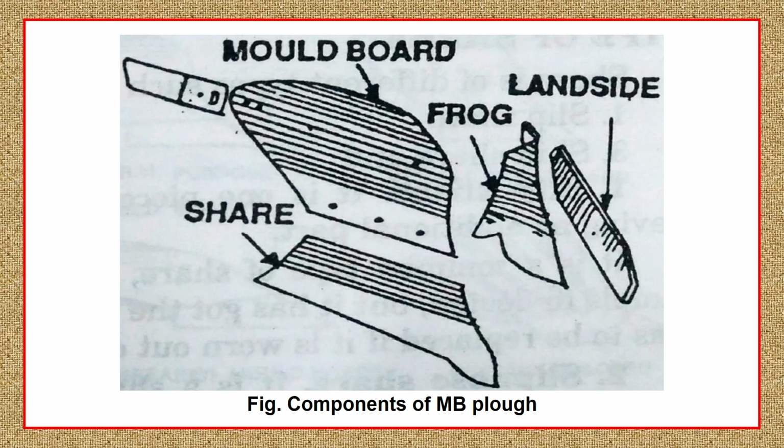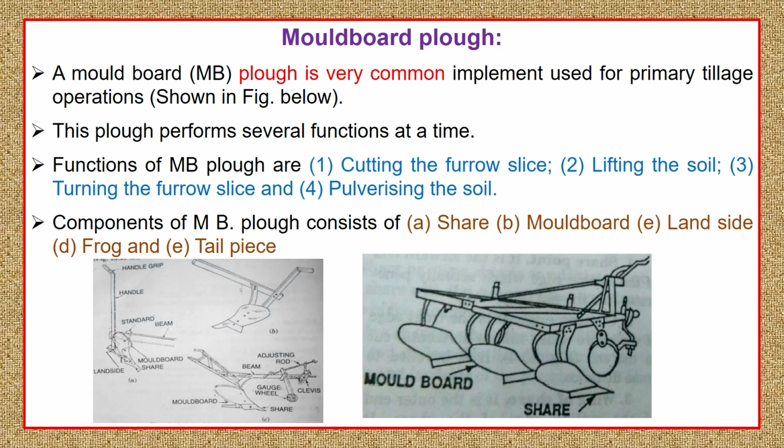So this is how, in an expanded view, all parts of the mold board plough can be depicted. So shear is attached to the mold board and also to the frog, and mold board is attached to the frog. Landside is also attached to the frog, and that's how they all combined together form a plough bottom. Whenever this forms a plough bottom like this, we call it one plough bottom. If there are more than one, that number of bottoms we call it for any given plough.